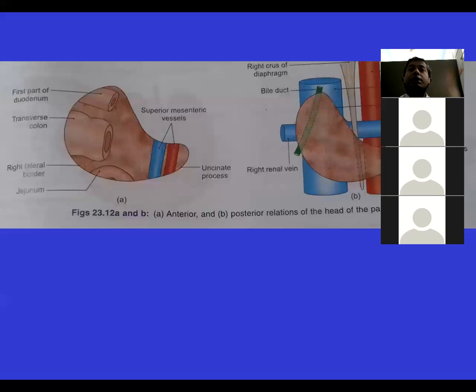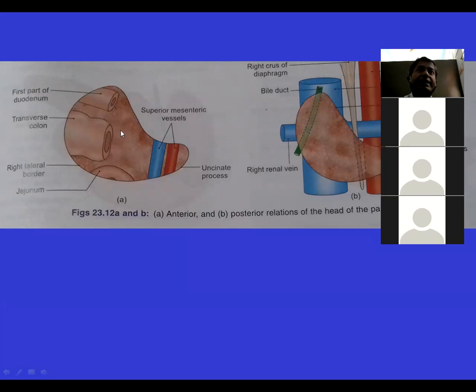Now coming to the relations of the surfaces of the head of the pancreas. It has an anterior surface and a posterior surface. The head has three borders: superior, right lateral, and inferior, and these borders are related with the duodenum. Now coming to the surfaces, you can see here this is the anterior surface.